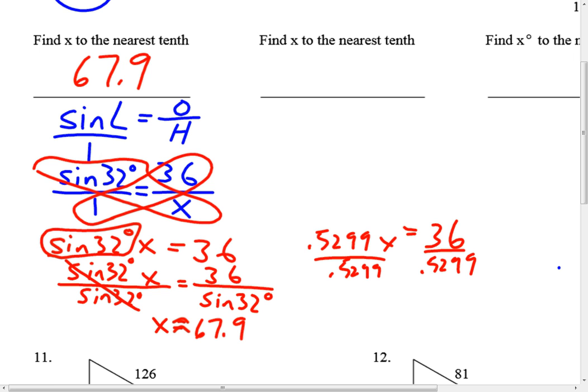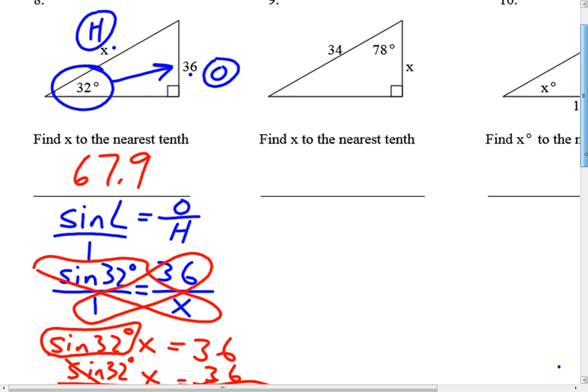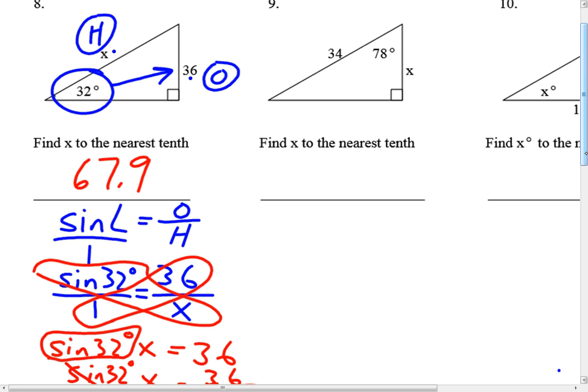And that's what you got to remember. This thing is not just 32. Some people get in trouble, they divide by 32. You got to divide by sine of 32, which is this decimal. And if you want to figure it out separately, you can. Either way, you're going to get 67.9. Does that make sense in the problem? Is the hypotenuse bigger than 36? Yes, we got 67.9. So at least it makes sense.